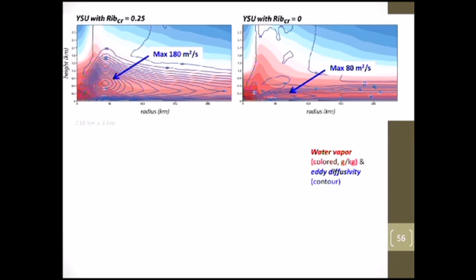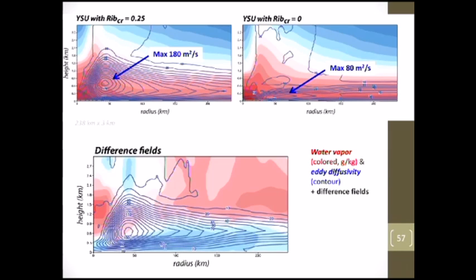So now I'm going to subtract the two, okay? This is the colored contour here now. The blue contour is the difference in the eddy mixing fields between those two upper panels. And the color shaded field is the difference in the water vapor content. Actually focusing on that, we see that there's increased moisture near the top of the boundary layer in the simulation that has more mixing and a greater boundary layer depth, okay?